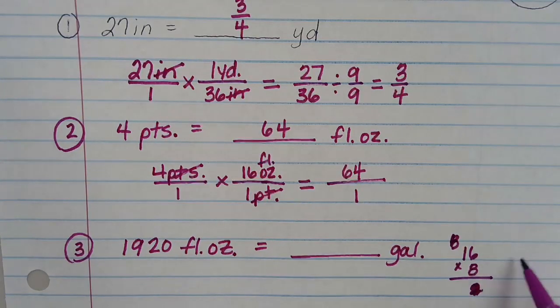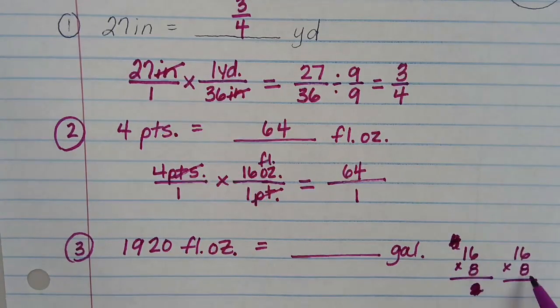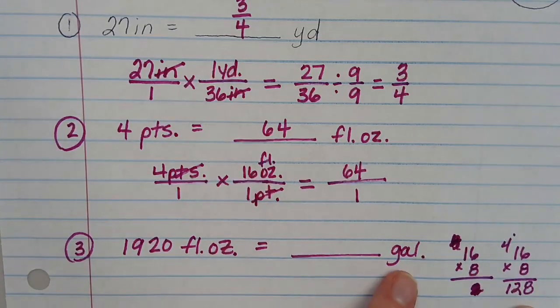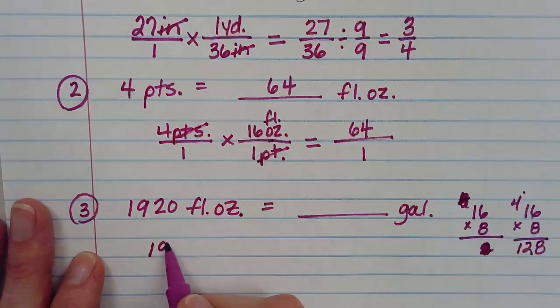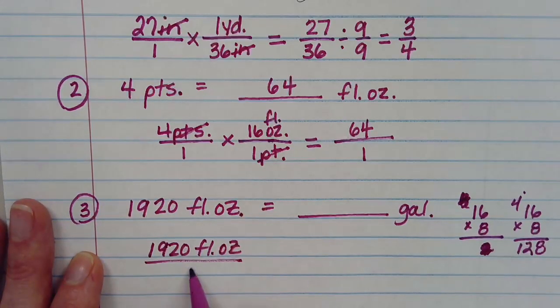Let me start over. 16 times 8. So 8 times 6 is 48, carry the 4. 8, 9, 10, 11, 12 is 128. So 1 gallon is 128 fluid ounces. Okay? I'm going to start with 1,920 fluid ounces. I'm going to put that over 1. I'm going to multiply by.